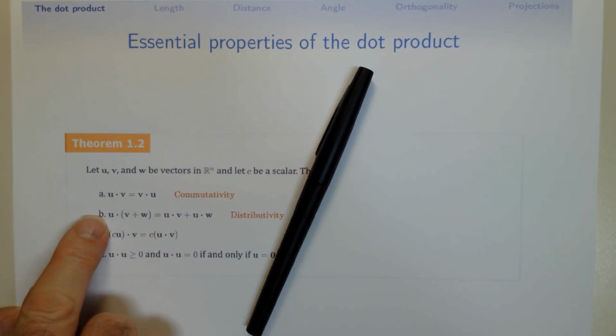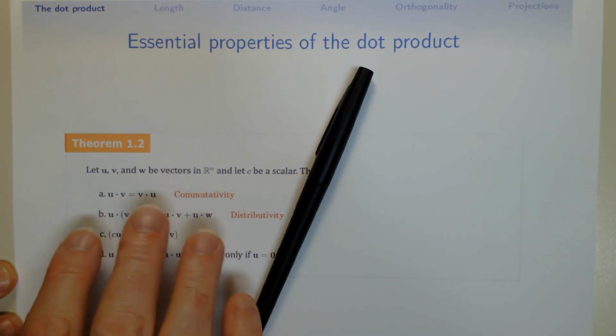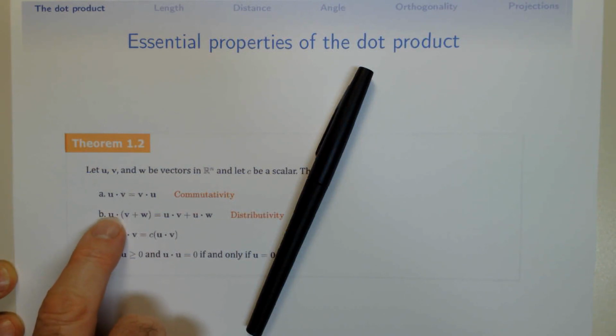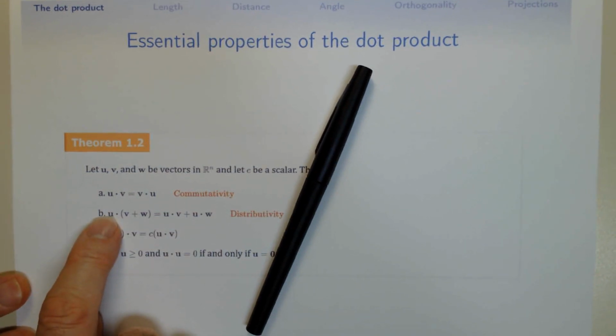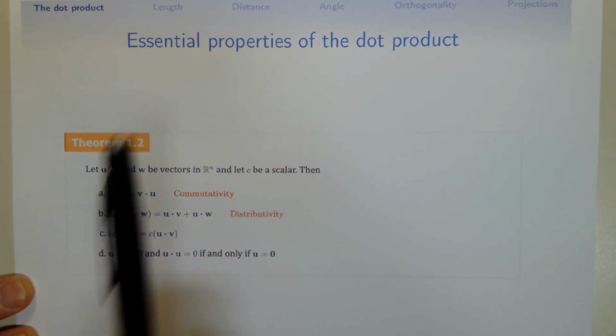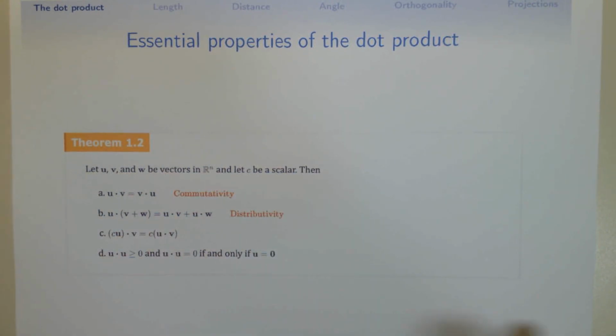So let's start with B, and I'm not going to have enough room on this sheet to work these out, so I'm going to go to a separate sheet, but let's remember the first thing we're going to work out is this distributive law for the dot product over vector addition.